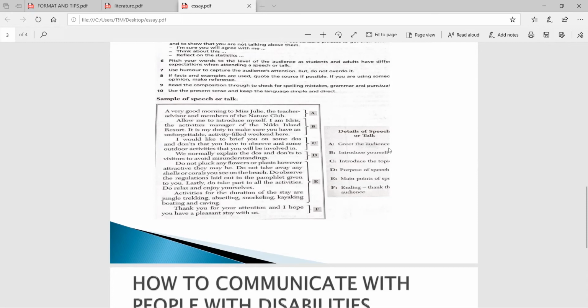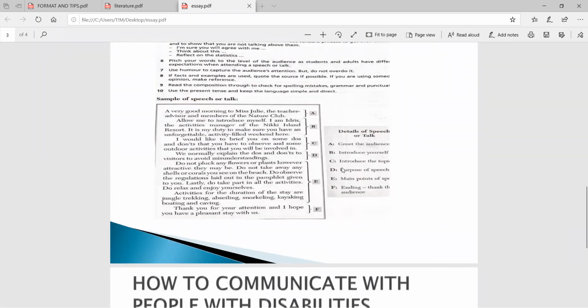A is to greet the audience. So how do they greet the audience? A very good morning to Miss Julie, the teacher advisor, and members of the nature club. This is the greeting. Then introduce yourself. Allow me to introduce myself. I'm Idris, the activities manager of the Nikki Island Resort. It is my duty to make sure you have an unforgettable, activity-filled weekend here. And then you have to introduce the topic. I would like to brief you on some do's and don'ts that you have to observe and some outdoor activities that you will be involved in.